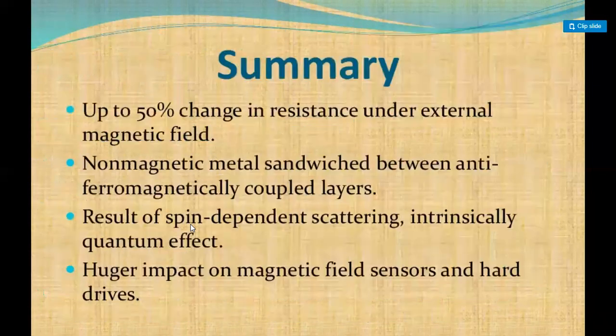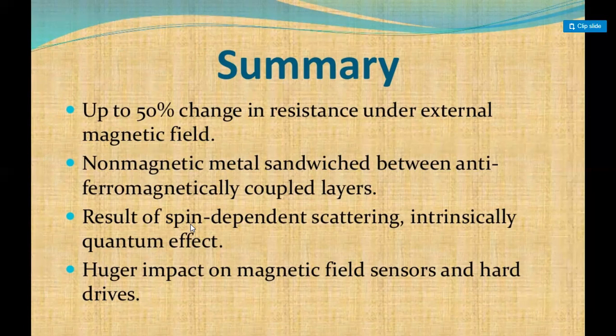To summarize GMR: up to 50% change in the resistance under an external magnetic field. A non-magnetic metal is sandwiched between antiferromagnetically coupled layers, resulting from spin dependent scattering, an intrinsically quantum effect, with a huge impact on magnetic field sensors and hard drives.